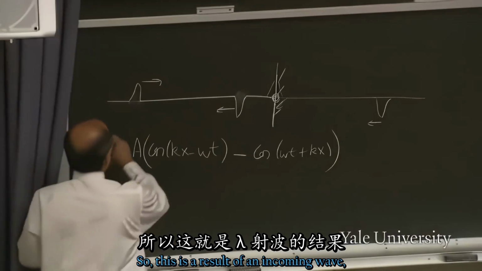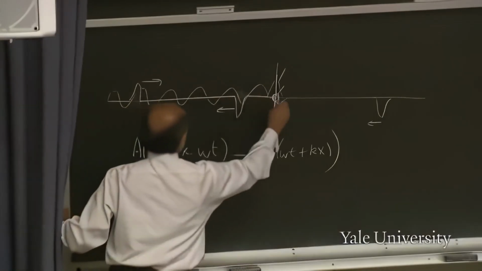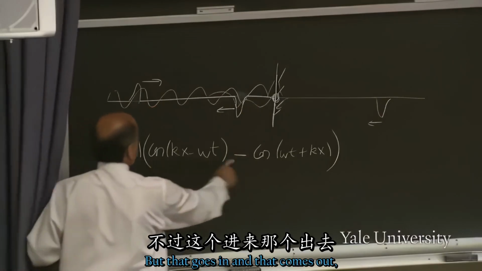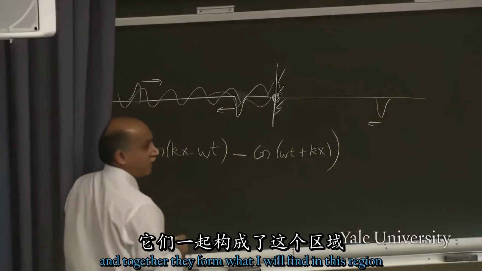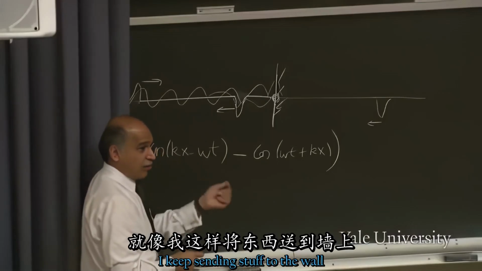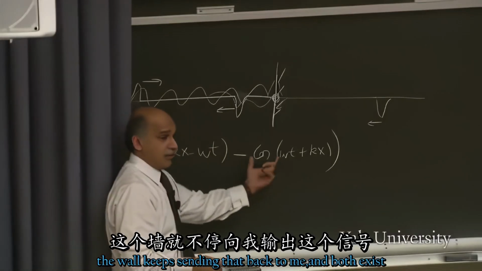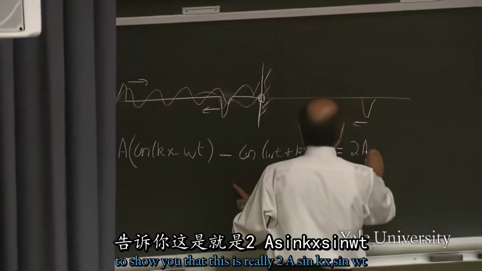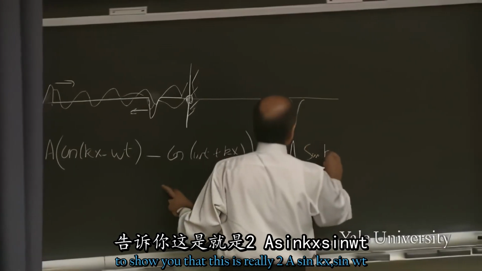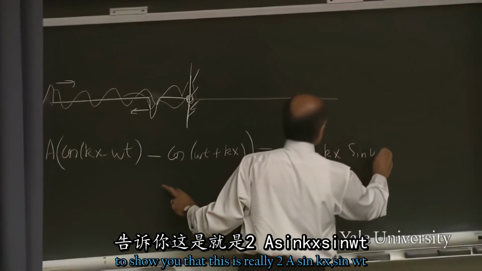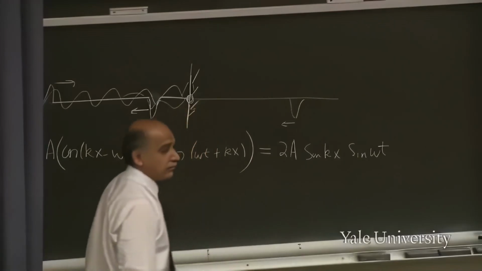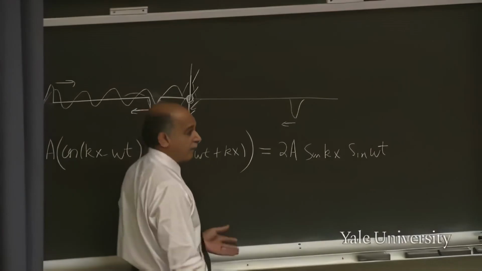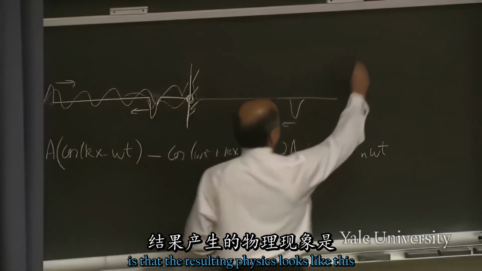So this is a result of an incoming wave and the one that's sent back by the wall. Together they coexist. That goes in and that comes out, and together they form what I will find in this region. I keep sending stuff to the wall, the wall keeps sending that back to me, and both exist. Well, you've got to do another trigonometric identity to show you that this is really 2A sin(kx) sin(ωt). I don't want to go through the trigonometric identity, but what I want you to notice is that the resulting physics looks like this.